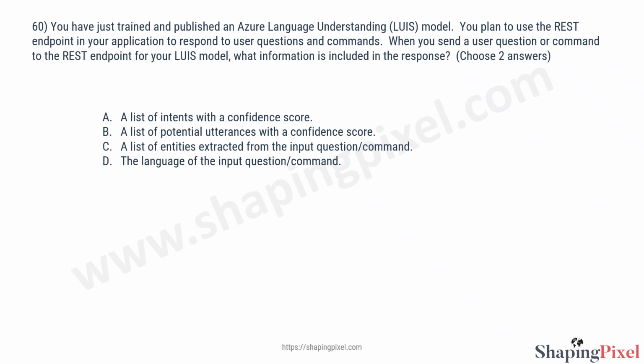Option B, a list of potential utterances with a confidence score. Option C, a list of entities extracted from the input question command. Option D, the language of the input question command. So the right answer here is option A and option C.